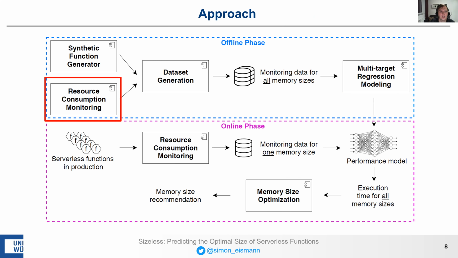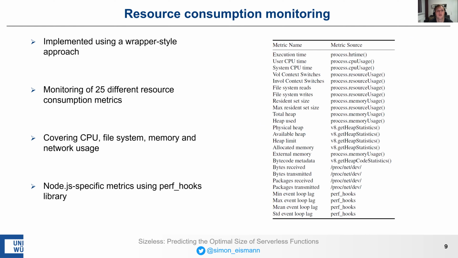Up next, for our resource consumption monitoring, we implemented this using a wrapper-style approach, and we monitor 25 different resource consumption metrics, which you can see on the right. The important part here is not the individual metrics, but that they cover CPU, file system, memory, and network usage, as well as some Node.js specific metrics using the perfux library.